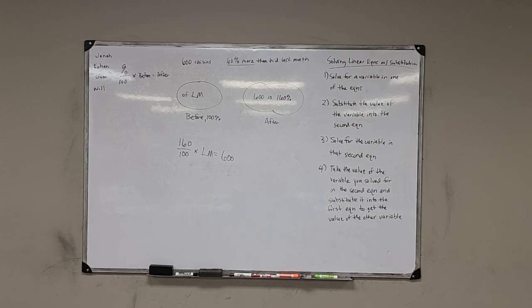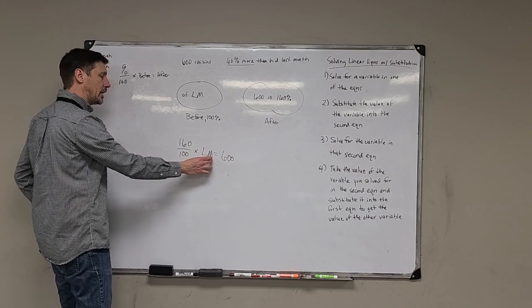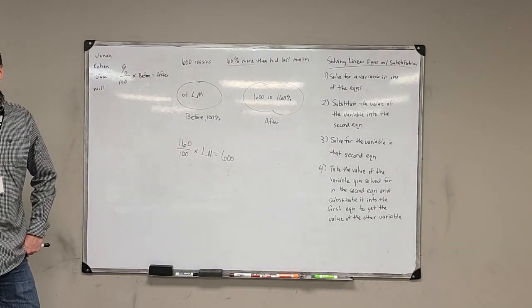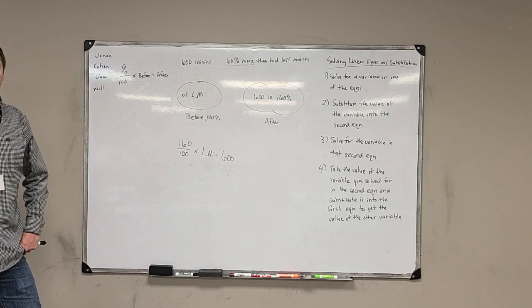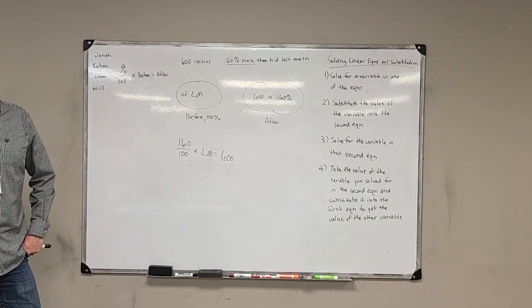Now, how would I solve this one? I've got LM multiplied times a fraction. I want to find out what LM is. How do I get rid of that fraction? We did a problem earlier with a fraction in it, and we said, oh, this is how you do that. Does anybody remember?